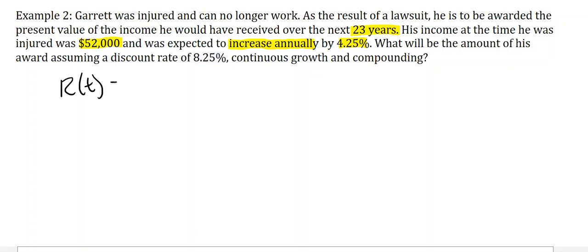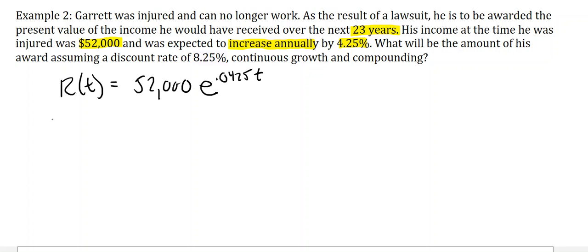So this revenue stream is constantly changing. And so this type of a revenue stream, you're going to start with the current salary of $52,000. And because it's increasing annually by a percentage, is a percentage increase, we're simply going to take and multiply that by e to the 0.0425 t. So this is how we deal with a percentage increase.